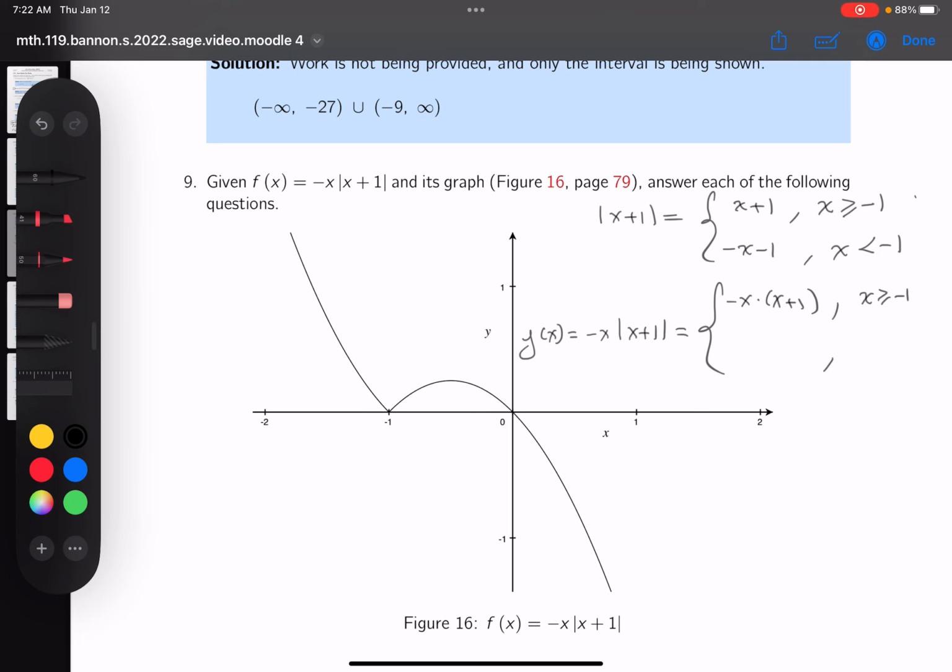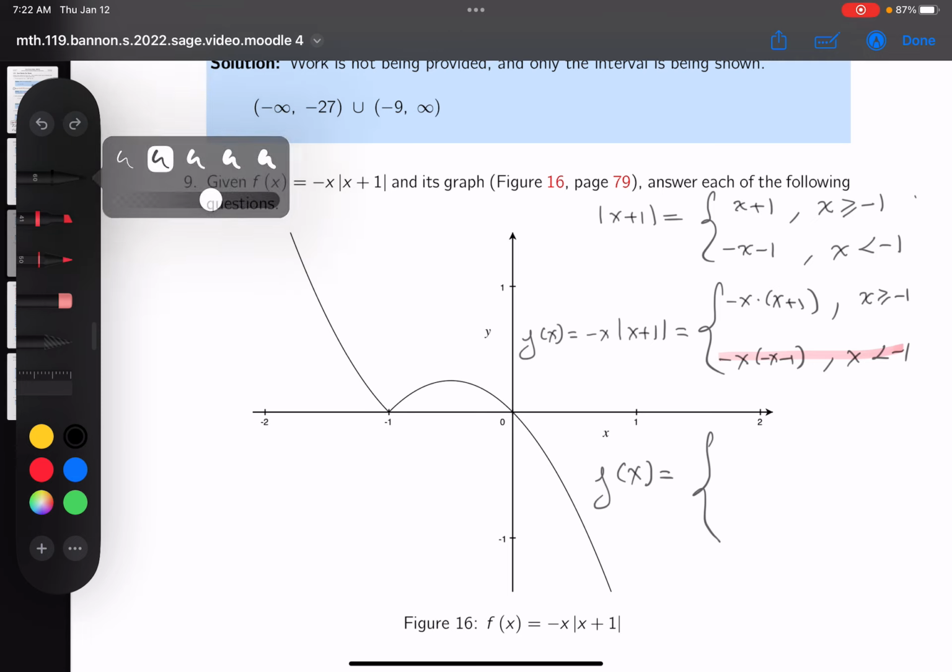What's the other one going to be? What happens when x is less than -1? You're still going to get -x, but now the absolute value of x plus 1 is that second part, which is -x minus 1. I want to rewrite it in a rewritten form now. I want to write this one down first, and that's going to give me x squared plus x, where x is less than -1.